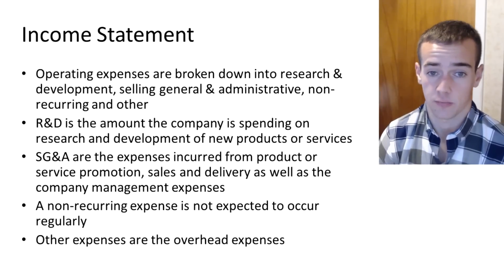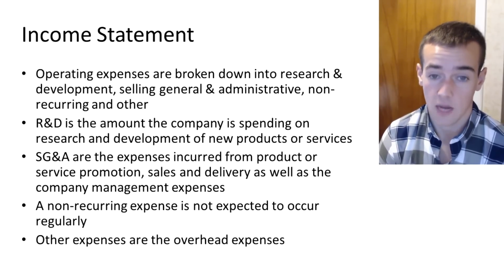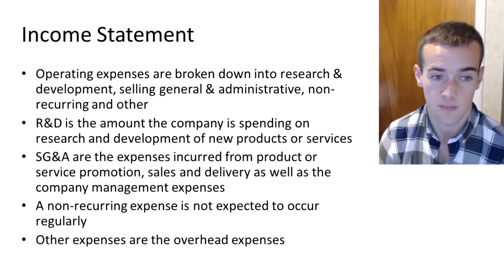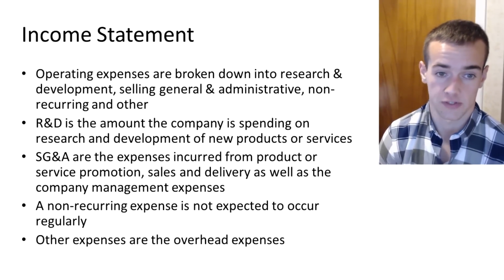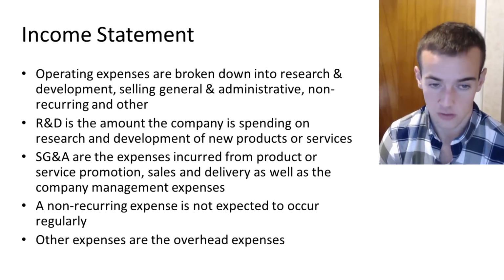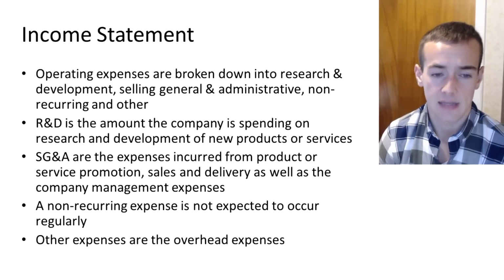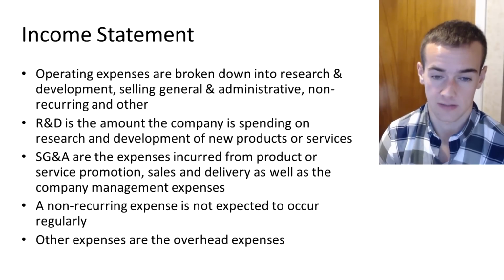Now, operating expenses are broken down into research and development, selling, general, and administrative, and then non-recurring as well as other expenses. So R&D is the amount that the company is spending on research and development of new products or services, and then SG&A, or the selling, general, and administrative expenses, are the expenses incurred from product or service promotion, sales, and delivery, as well as the company management expenses. And then a non-recurring expense is not expected to occur regularly. That is why it's labeled as non-recurring. And other expenses are the overhead expenses, which you may not even see listed because oftentimes they're tied in with the SG&A.